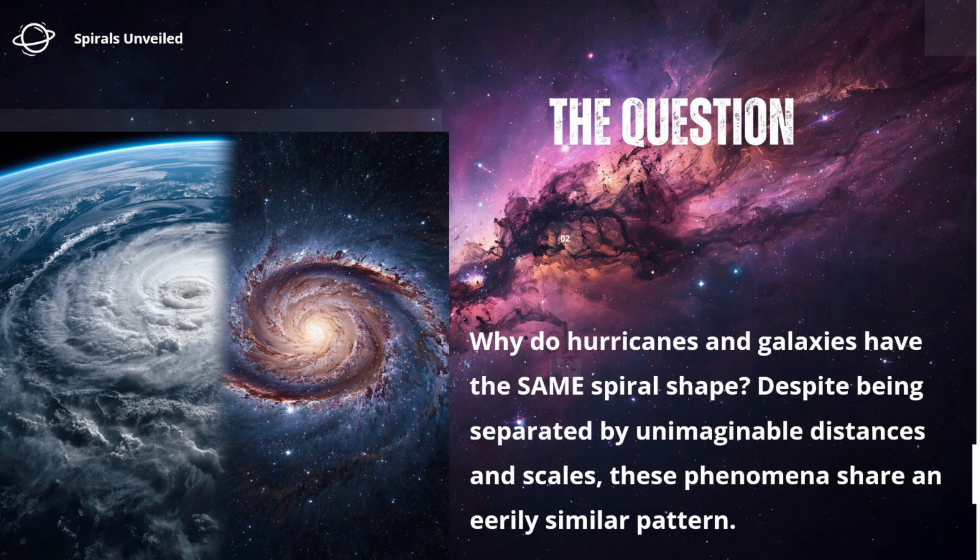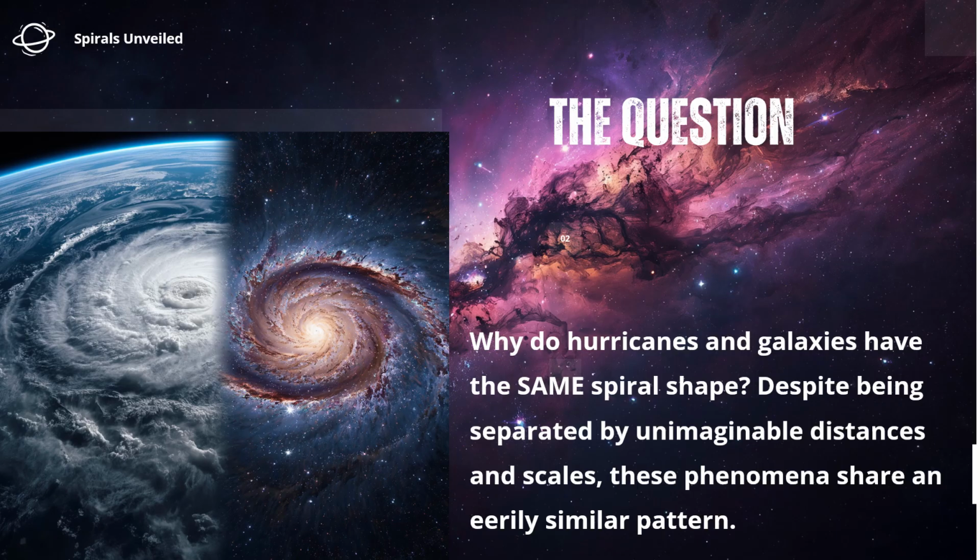One spins in our atmosphere, driven by wind and water. The other rotates across millions of light years, shaped by gravity and time. Yet, both create the same mesmerizing spiral form. The answer lies in the universal language of mathematics.